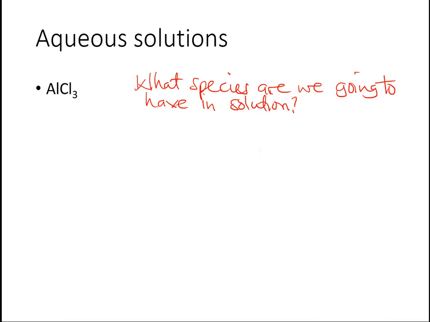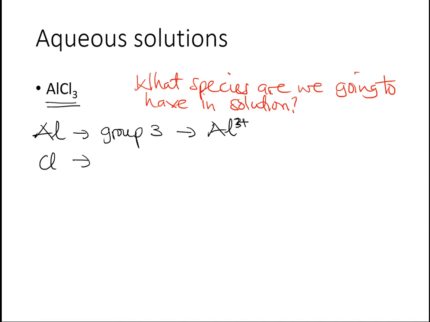First we need to know what ions are present in aluminum chloride. We know that aluminum chloride has aluminum. Aluminum is in group 3. Therefore, the ion present is aluminum 3 plus. Chlorine is in group 7. Therefore, the ion present is chloride ion. So these are the 2 ions present in aluminum chloride.